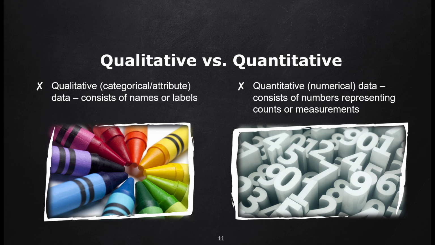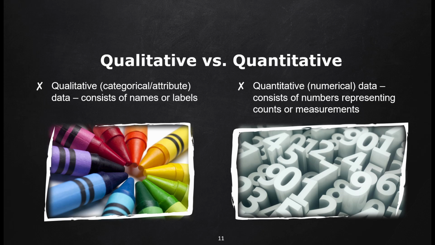But that's it. That's just your favorite color, right? We can't do any math with a color. It's just a name or a label. That's all that it tells us. Quantitative data, on the other hand, also called numerical data, consists of numbers representing counts or measurements. So, like the very name itself says, it's numerical. It's numbers that we can work with, that we can do special kinds of math with.